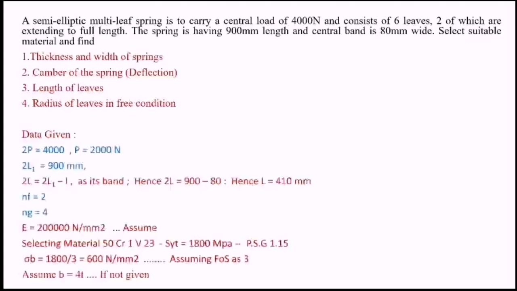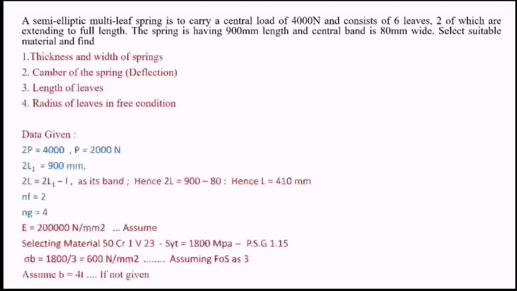It consists of 6 leaves, that means the total number of leaves are 6. So I will write n is equal to 6, 2 of which are extending to full length. So I will write NF, that is full length leaves, is equal to 2. Now if total number of leaves are 6, out of which 2 are full length leaves, the remaining leaves will be the graduated leaves. So I will write Ng is equal to 4.